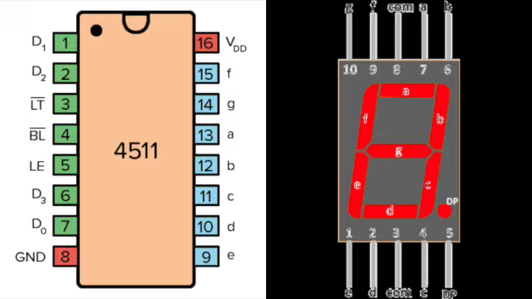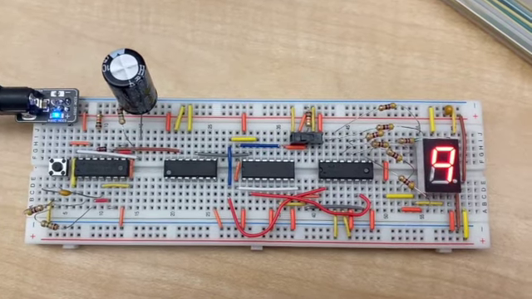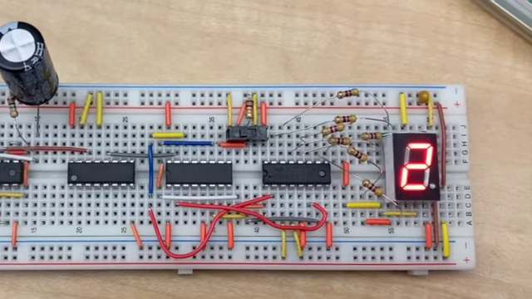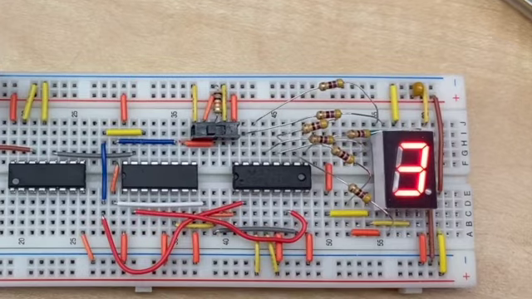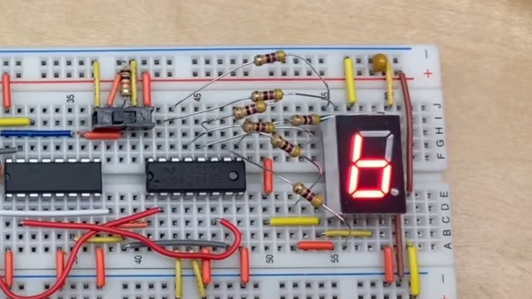It is helpful to have a pinout diagram and the 7-segment display pinout diagram. When connecting the 4511 chip to the 7-segment display, make sure that you have resistors in between them to avoid burning out or blowing the LED segment.